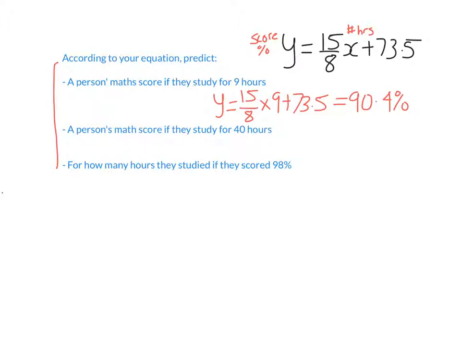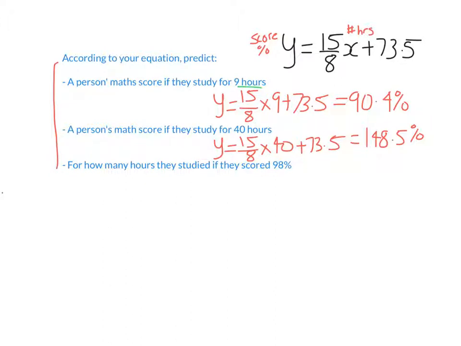So what about if they study for 40 hours? Well, we do sort of the same thing. We just substitute x for 40. So 15 over 8 times 40 plus 73.5. So the answer we get here is 148.5%. And alarm bells should be going off. That's just silly. They're not going to get 150% or close to it.